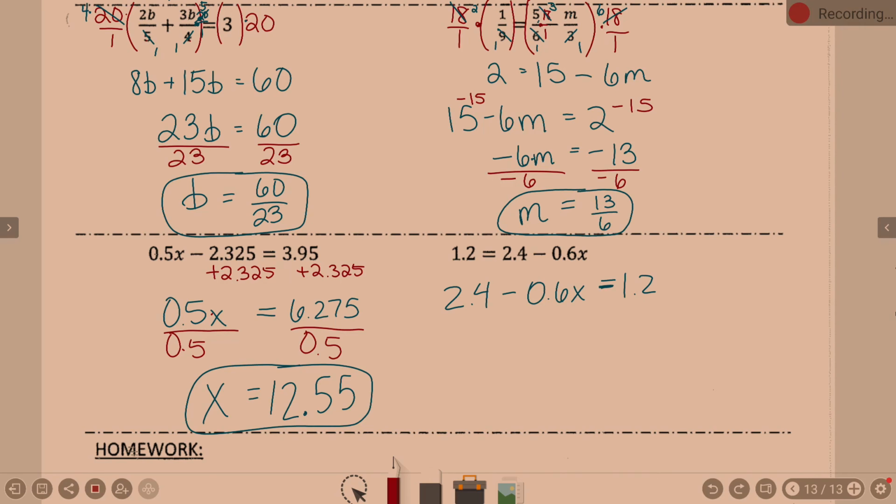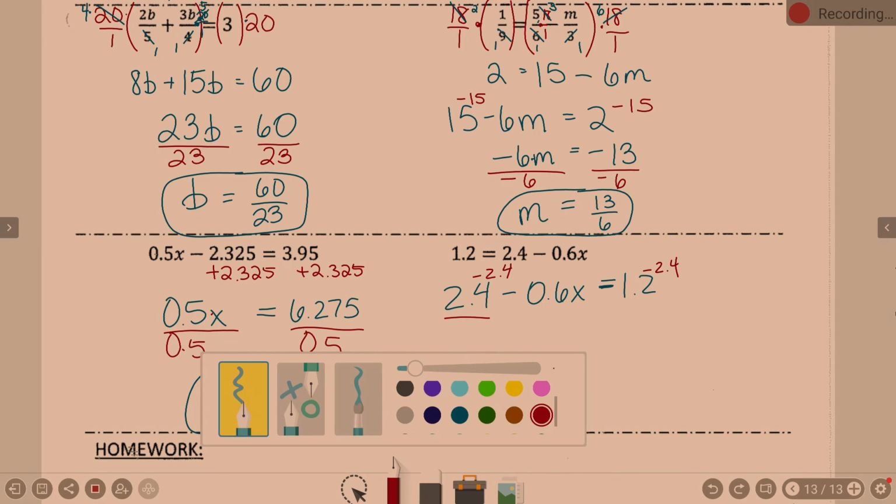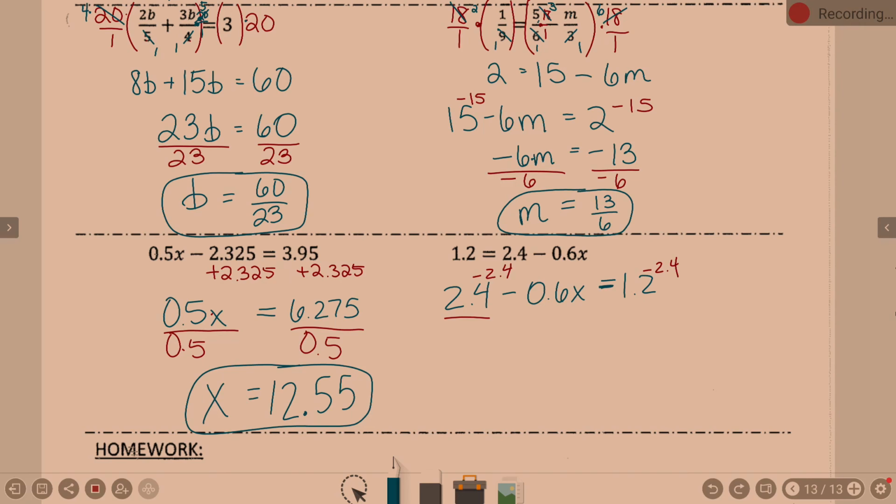I need to move the 2.4. It's a positive 2.4, so we subtract it. I don't care that there's a subtraction sign in here. It's positive, so I'm going to subtract 2.4. So the 2.4's cancel. Negative 0.6x. 1.2 minus 2.4 equals negative 1.2. Okay. Am I done?